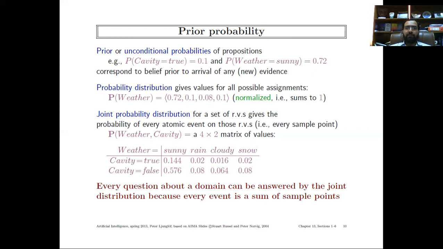They correspond to belief prior to arrival of new evidence. So that is the belief we have, up to what? Up to prior to arrival of any new evidence. Let's suppose the evidence is changed. Now we have the new evidence. So if we have the new evidence, then the prior probability might change.